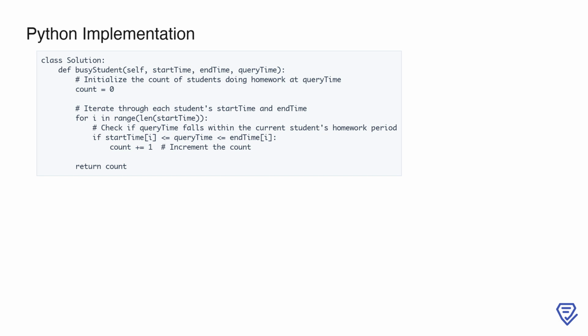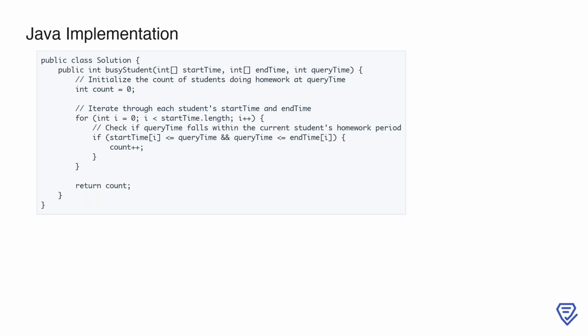It initializes a counter count to 0, which will keep track of the students doing homework at query time. The function then iterates through all the students using a for loop. For each student, it checks if the query time falls within their homework session using the condition startTime[i] <= queryTime <= endTime[i]. If the condition is true, the counter count is incremented by 1. Finally, the function returns the total count of students doing homework at query time. This approach ensures the solution is efficient and straightforward, iterating through the input lists just once. The time complexity is O(n), where n is the number of students, making this solution suitable for large input sizes.